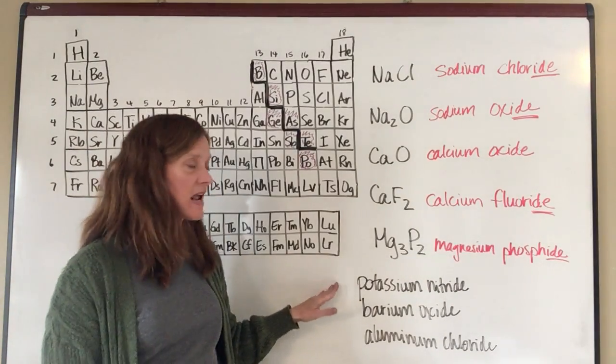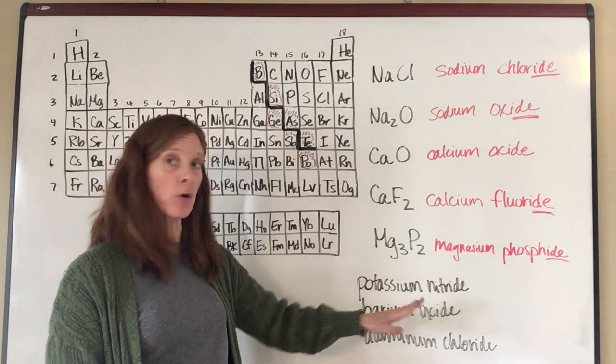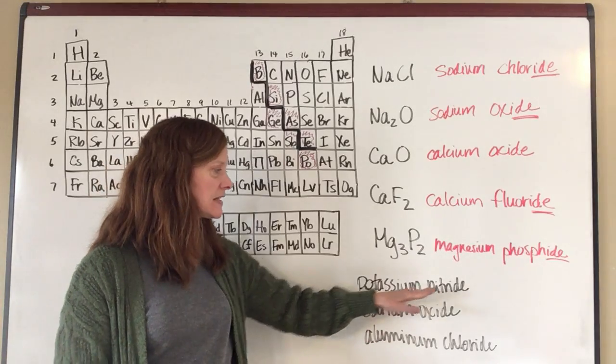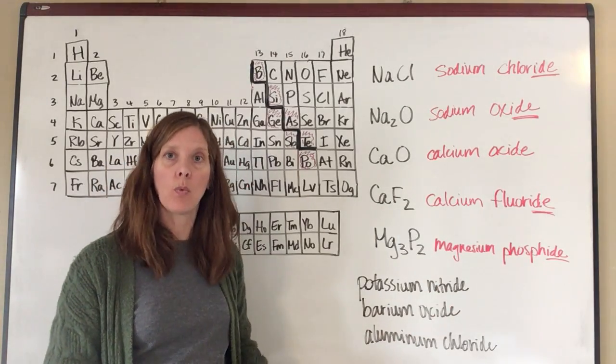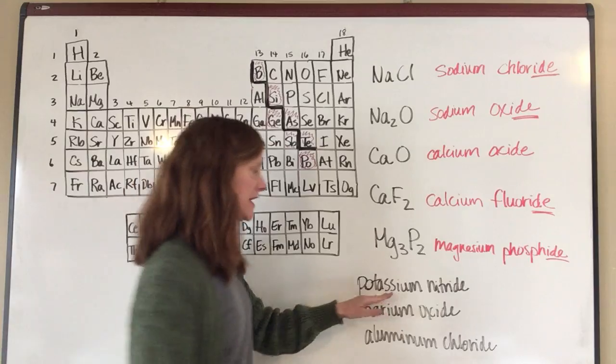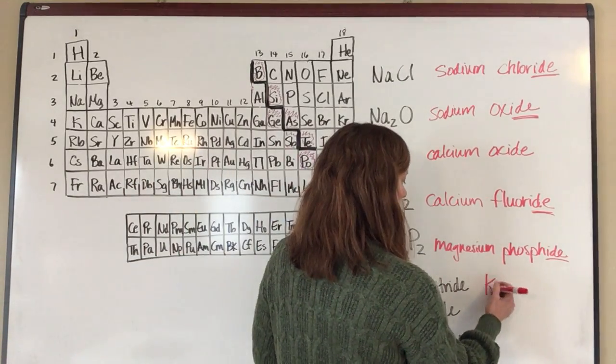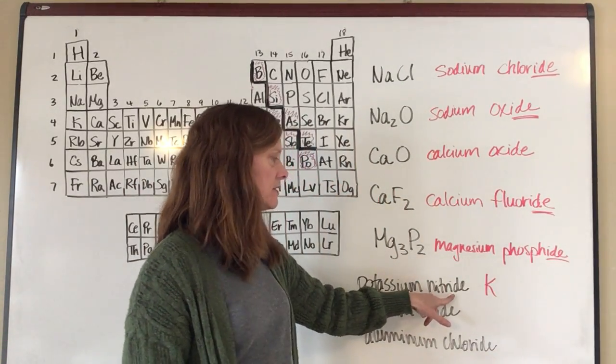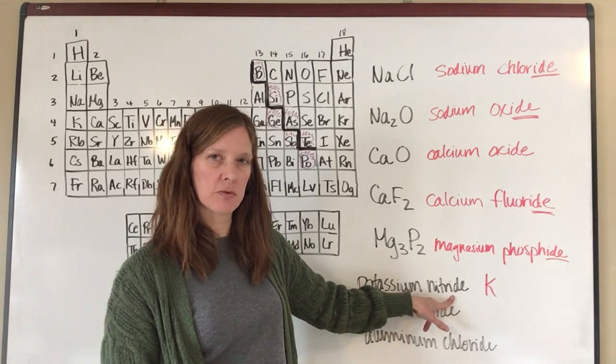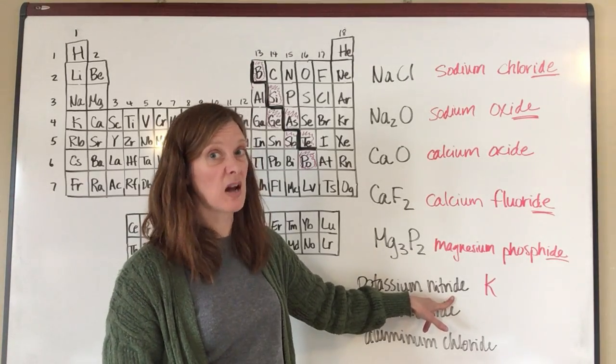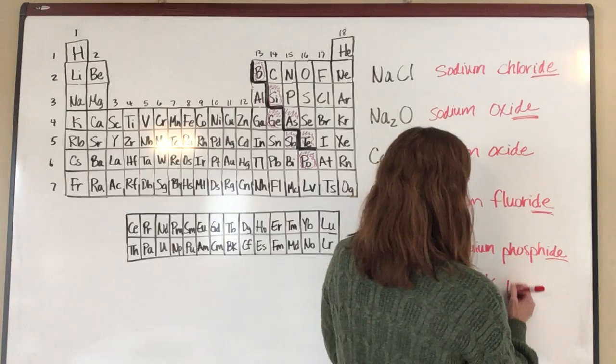Now let's try to do it the other way around. Now let's take some names and let's write the formula out of it. So if I have potassium nitride, what is that going to look like? Well, potassium is a K, and nitride, what do you think that comes from? Nitride comes from nitrogen, which is an N.